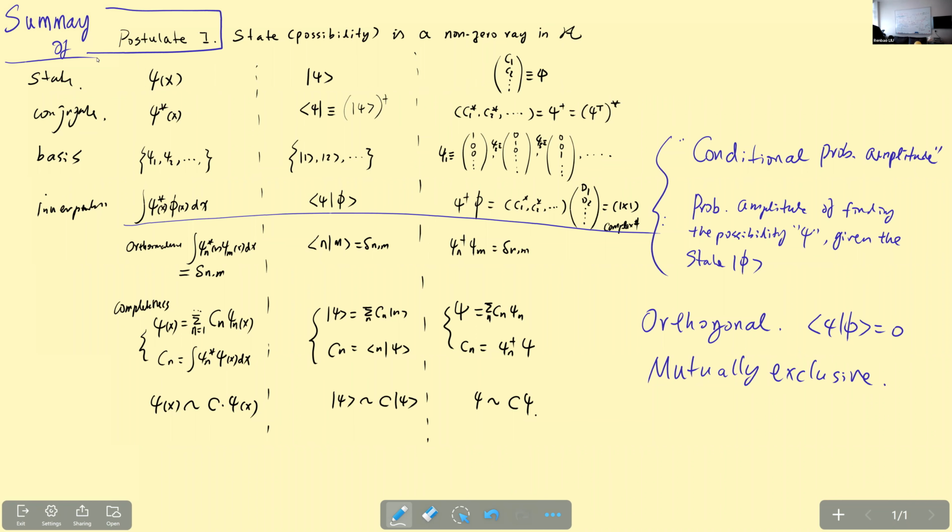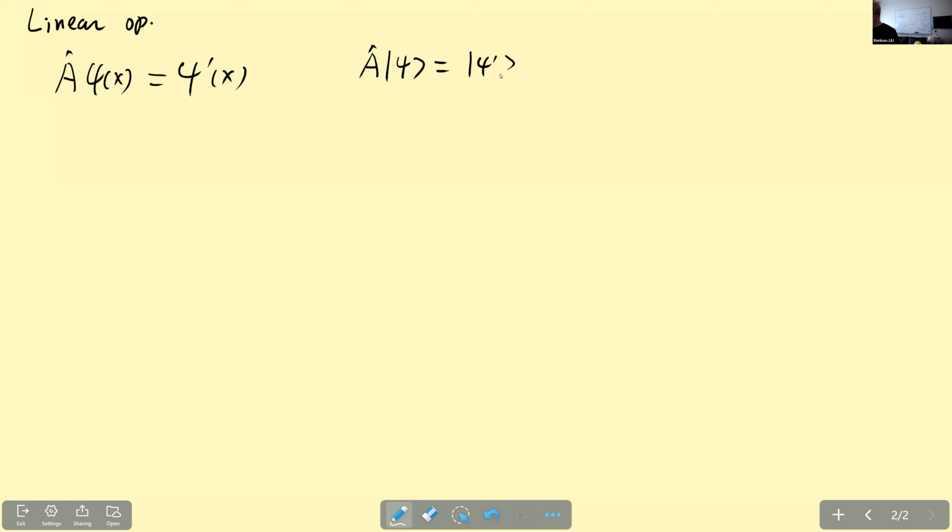Okay. And we also know a little bit about operators, right? We actually consider the linear operator, okay? So if you have a wave function psi(x), you apply an operator on this one, and you actually get a new state. Let's call it psi prime. You can also use the Dirac notation, so you apply the operator on the ket psi, and you get, of course, a new state psi prime. And you can also have a matrix, of course.